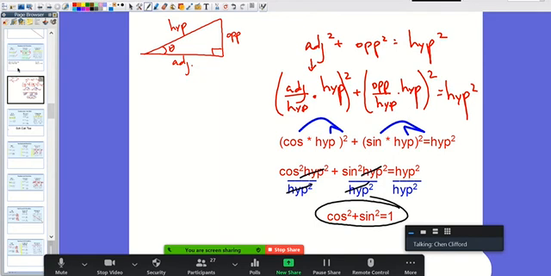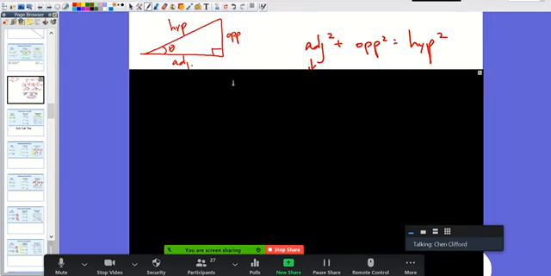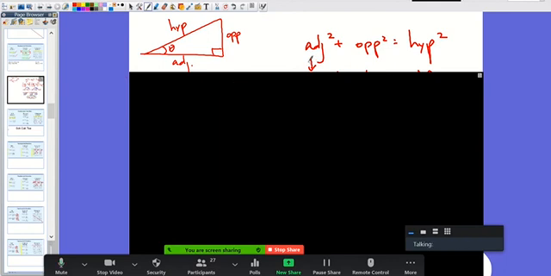Okay. Now, let's look at this line right here. Let's start with the Pythagorean theorem. Ignore this red arrow right here. Okay, ignore that red arrow.